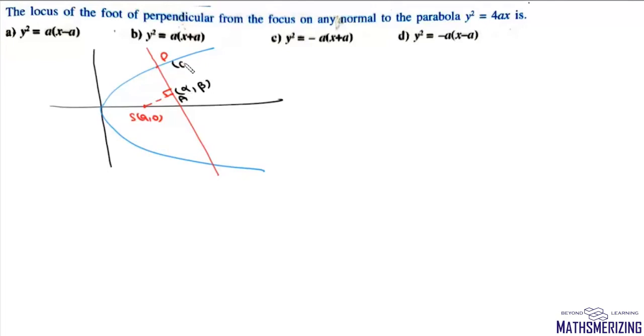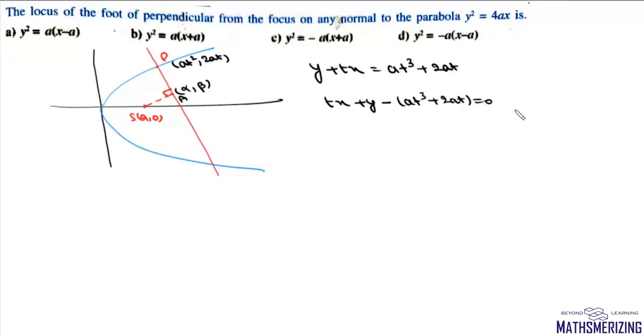Let this point be at square, 2at. So we can write the equation of the normal as y plus tx equals at cube plus 2at. Now we can write this equation as tx plus y minus at cube plus 2at equals 0. Now we'll find the foot of the perpendicular from the focus a comma 0 on this line.